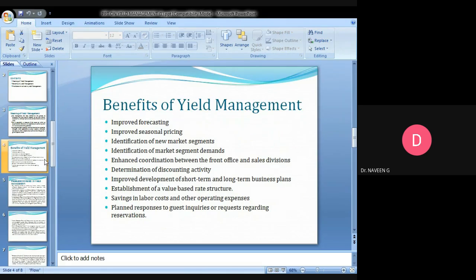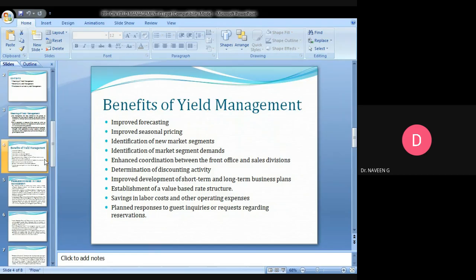So the first concept is improved forecasting. Forecasting is nothing but planning. In the service industry, they should plan first. For example, if you take the tourism industry, they should plan first, for the occasion of a festival, how to get a customer, how to retain the customer, and how to give proper service to them. That is what the company should plan first. Yield management will influence them to plan on the improvement of forecasting.